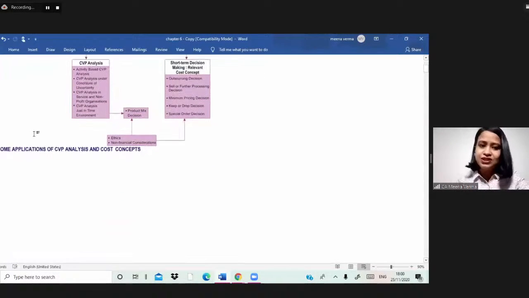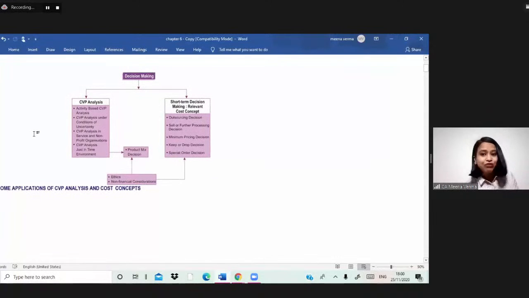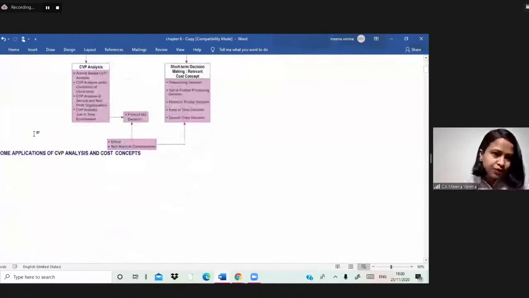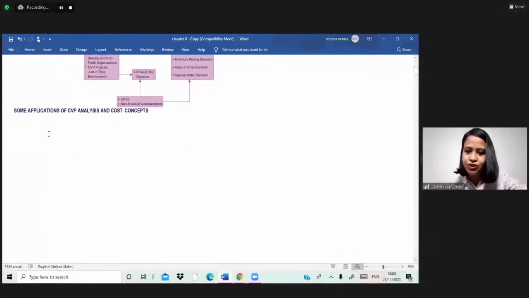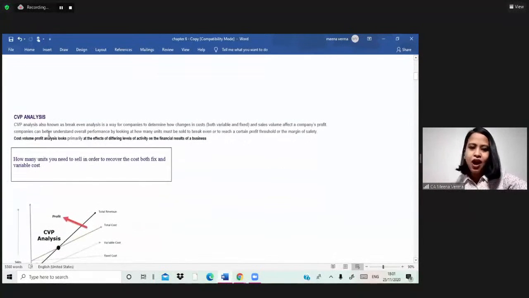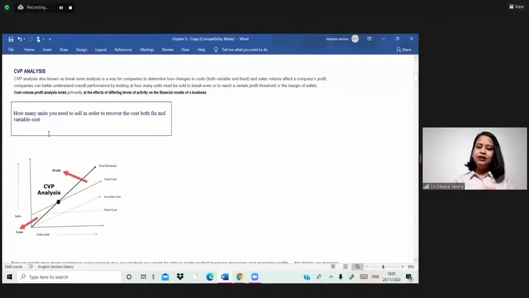Now, let us first understand they have started the chapter with CVP analysis. What is the use of writing this word CVP analysis here? On the basis of CVP analysis, they are doing many things. Now let us first understand what is CVP analysis. I hope that you are aware of this CVP analysis, and you have studied about it in your CA Inter.